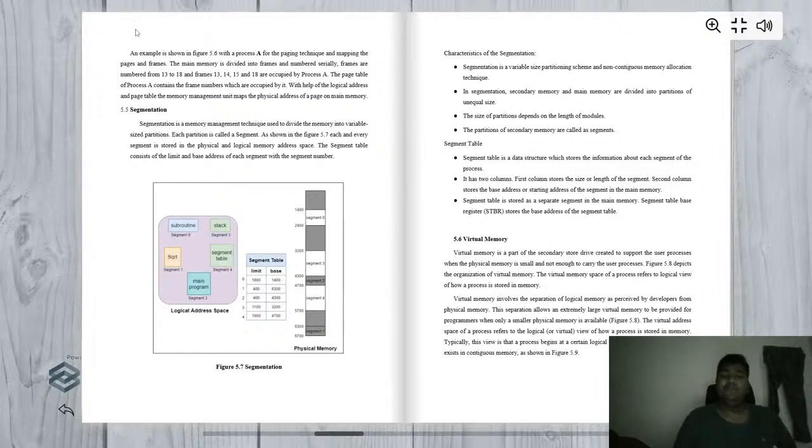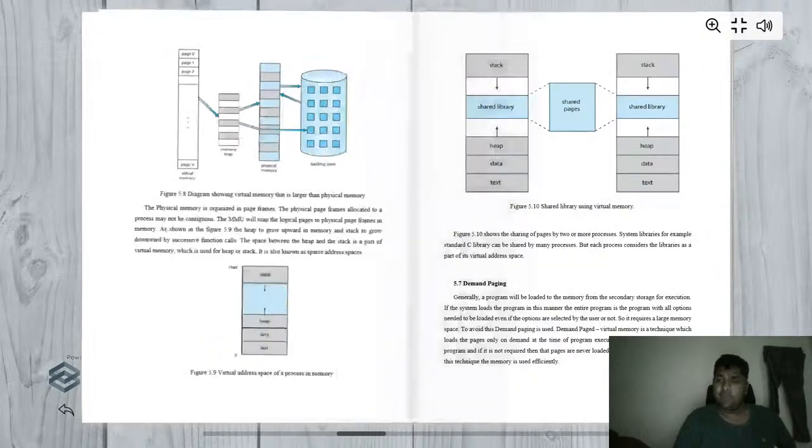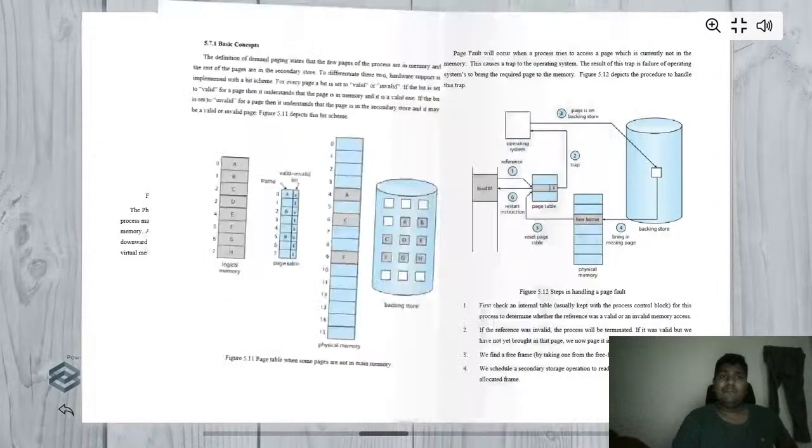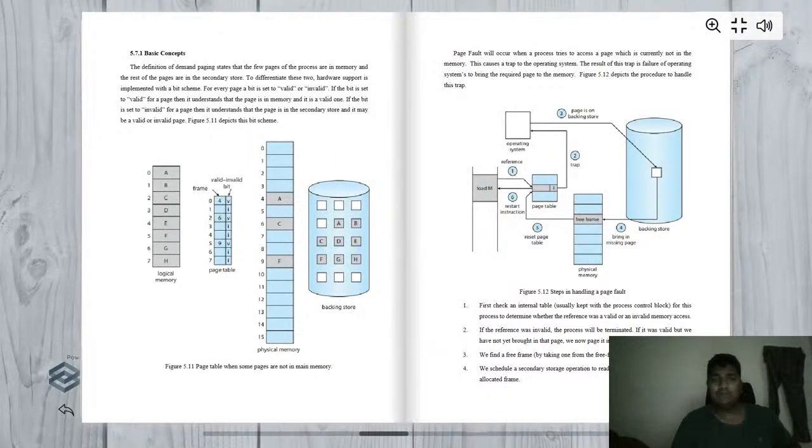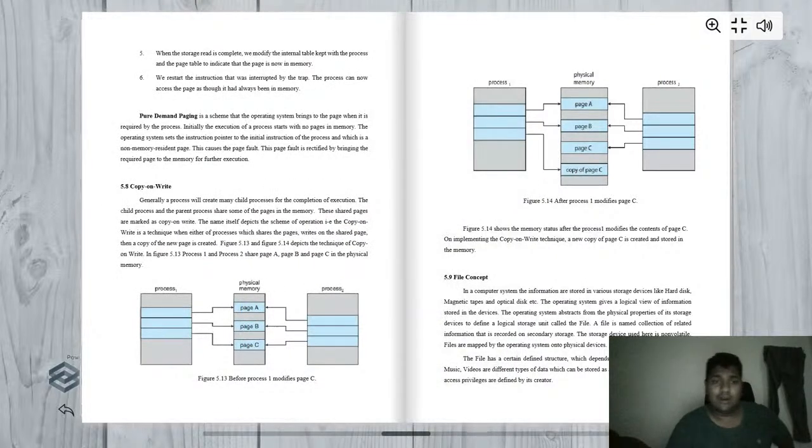We are using the memory. That means the work should be completed. Demand paging means that some demanded pages, all these things we must complete. Copy on write. We are copying from one file, we are writing the file. That means it should be a copy.